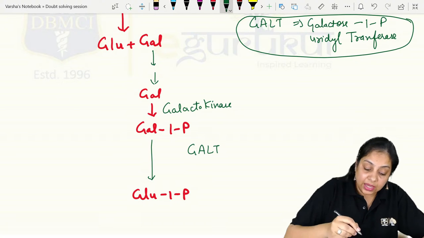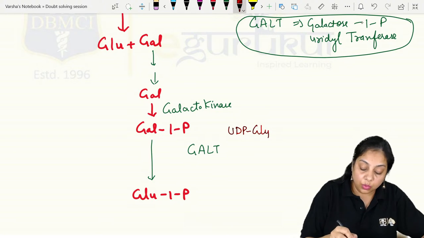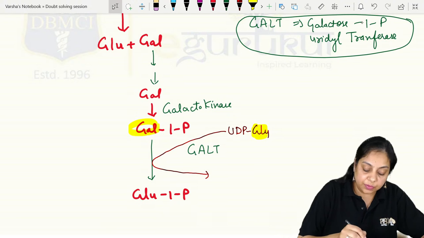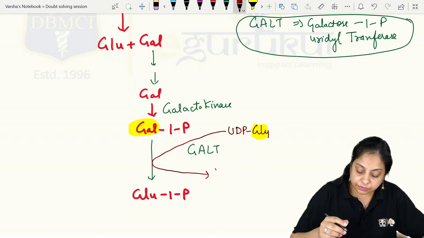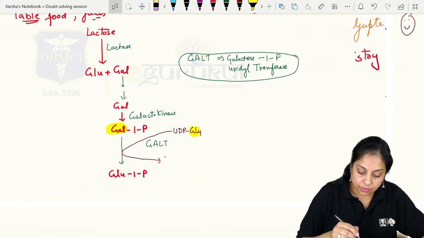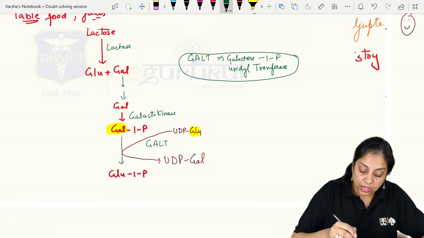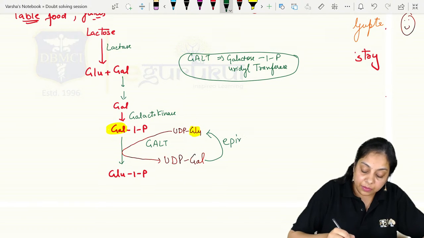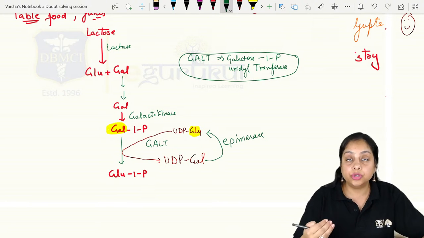And who is helping us? We have an entity known as UDP glucose. It comes in, and this glucose is exchanged by the galactose. And who leaves then? UDP galactose leaves. This UDP galactose is then converted to UDP glucose by the enzyme epimerase. This is how we convert galactose into glucose, not directly, and we should know this.